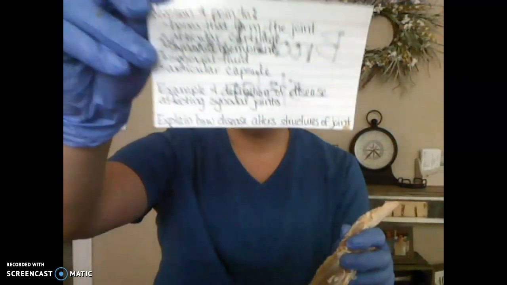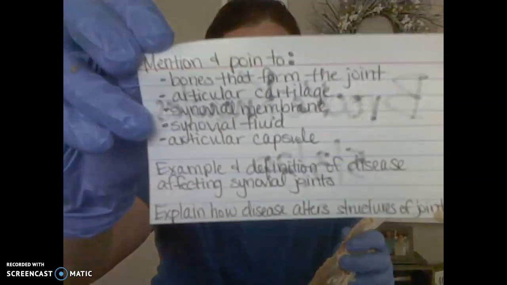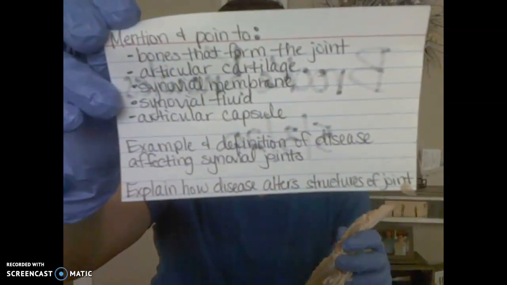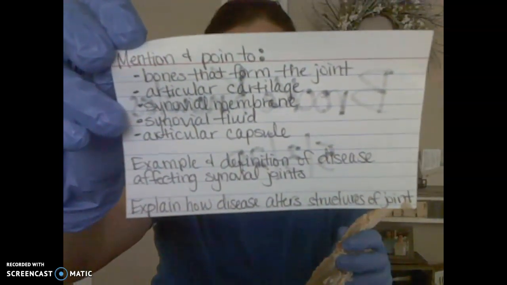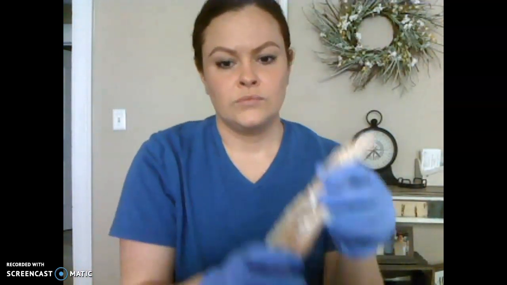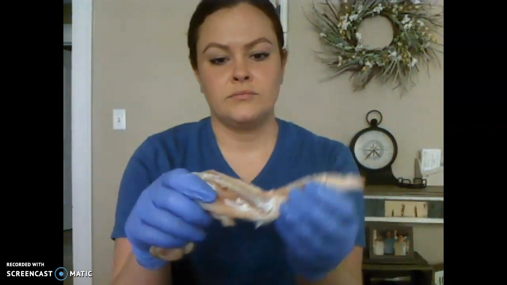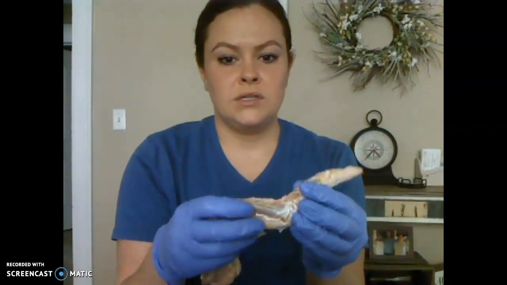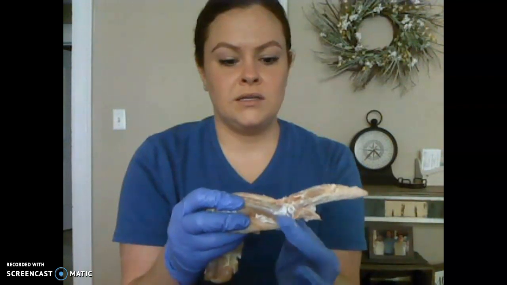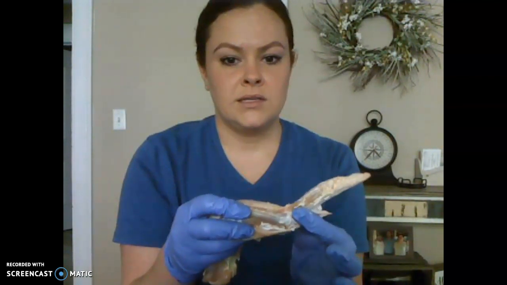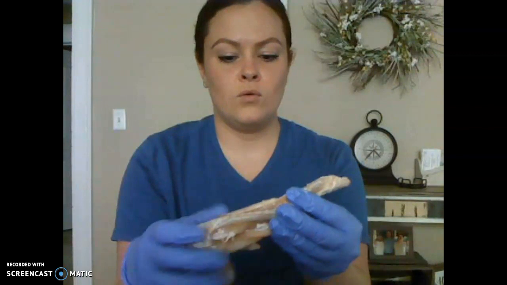This is the chicken wing dissection. These are my notes. Okay, so I have the dissected chicken wing here. I'm going to be using this joint right in here because I could see it a lot better than the other one.